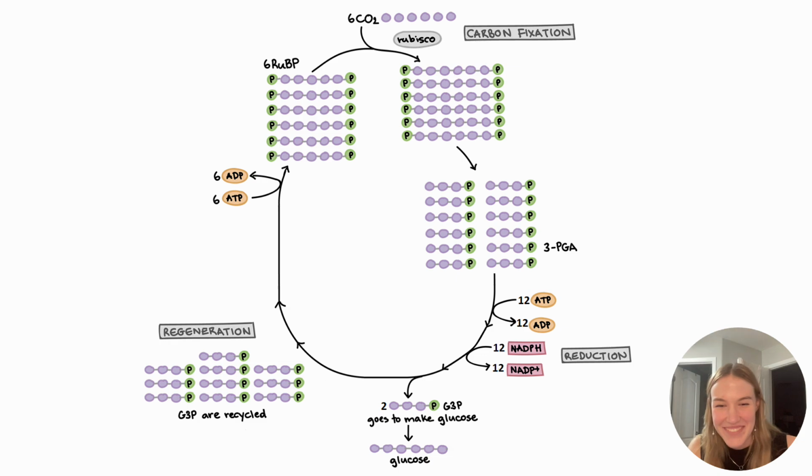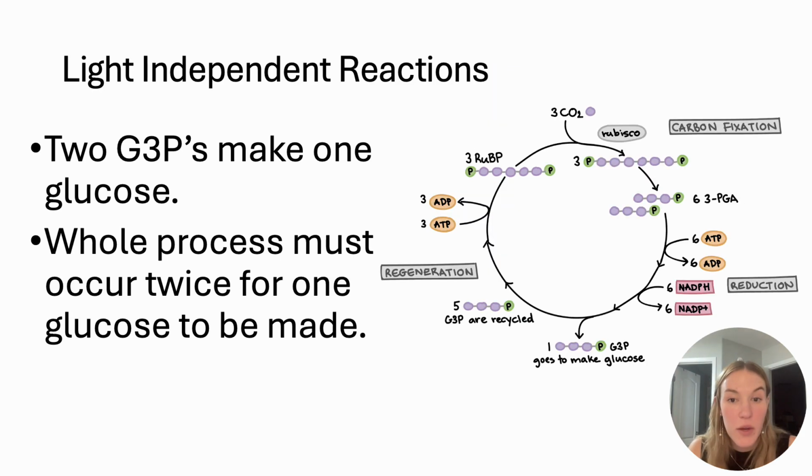1 glucose. So it takes a lot, but luckily they have a power source, the sun, in order to really fuel this whole thing. Now, not this reaction specifically, because this is the light independent reaction, but the sun powers making ATP and NADPH, which makes this possible. So I really want you to understand that it takes 2 G3Ps to make 1 glucose, which means that the Calvin cycle has to happen twice.